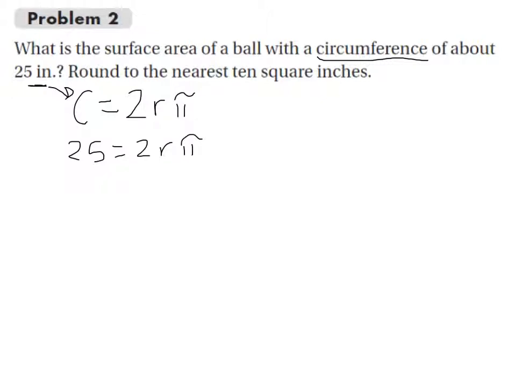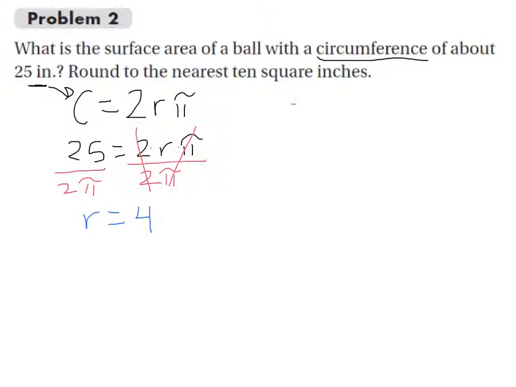Now all of these are being multiplied, so in order to get rid of multiplying, I want to divide. If I just want r by itself, I'm going to divide by the 2, and I'm also going to divide by the pi. And whatever you do to one side, you have to do to the other. Why did I choose 2 pi? Because those two will cancel out, and those two will cancel out, so now I'm just left with r. And it says round to the nearest 10 square inches, so I'm going to round this to the nearest number. So r is going to be equal to 4.